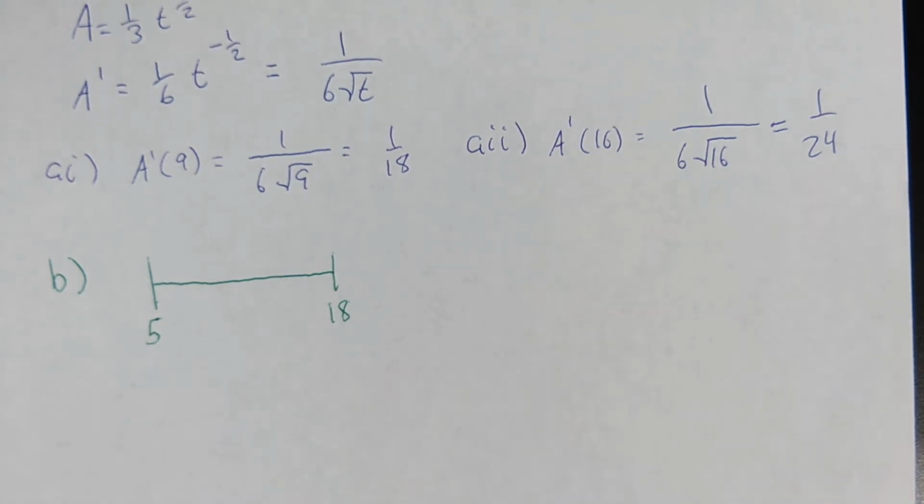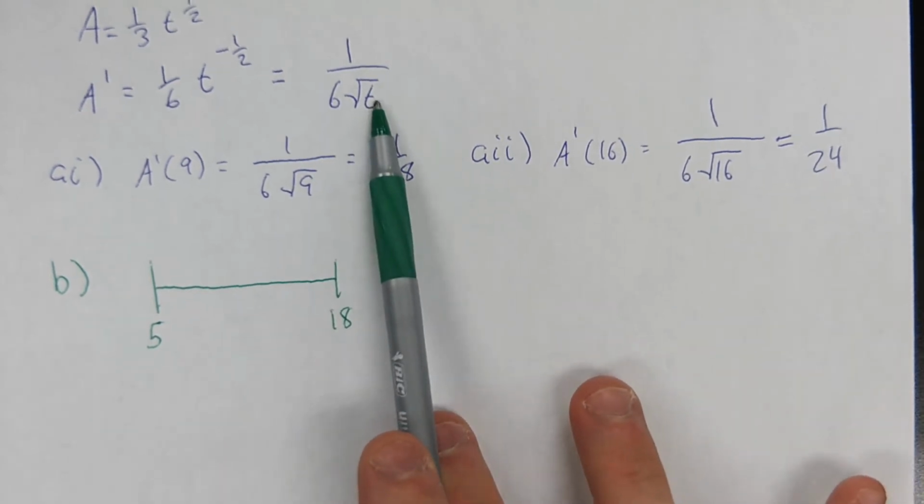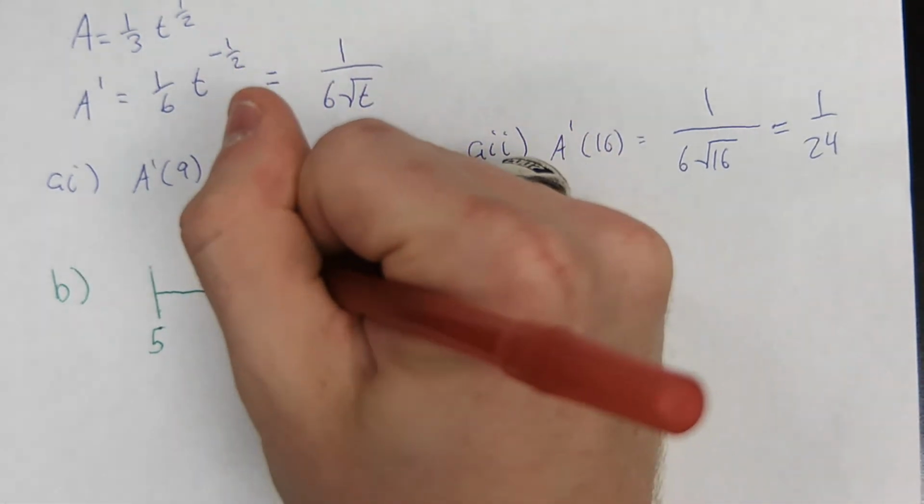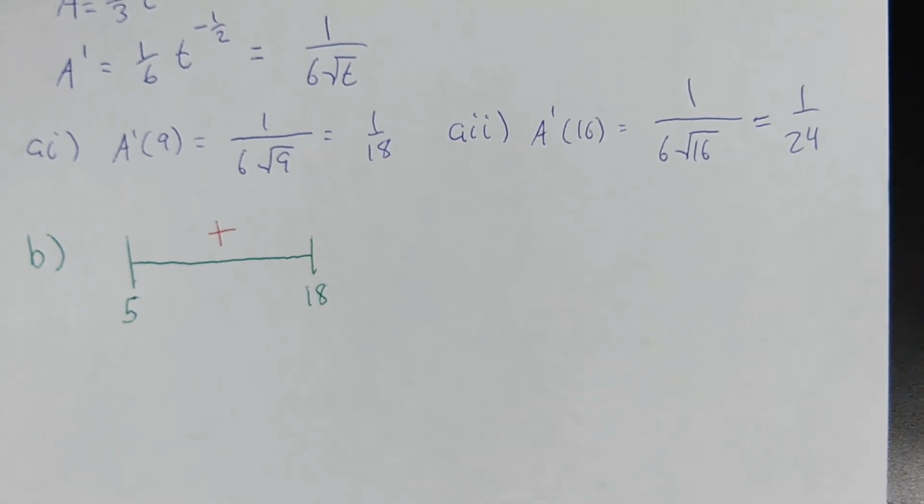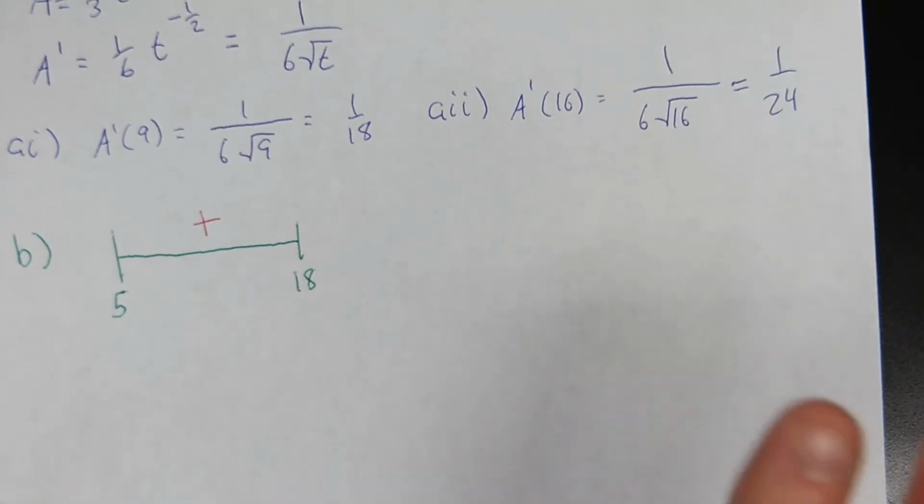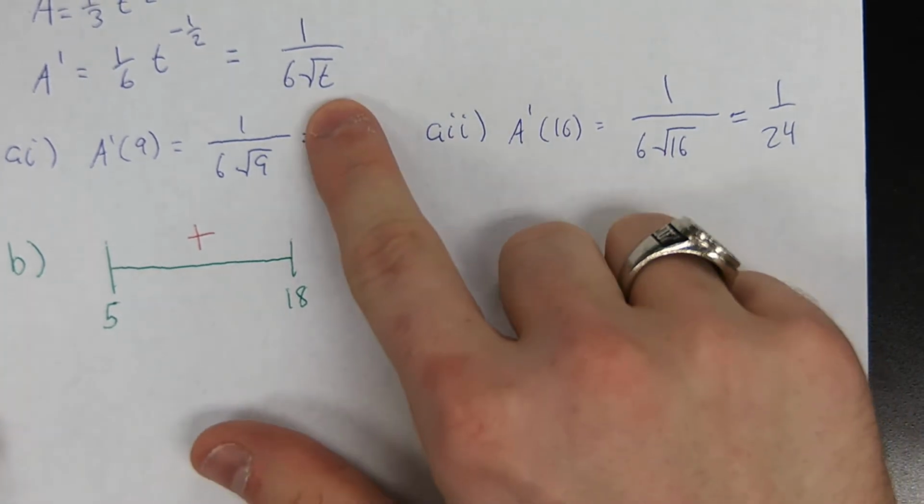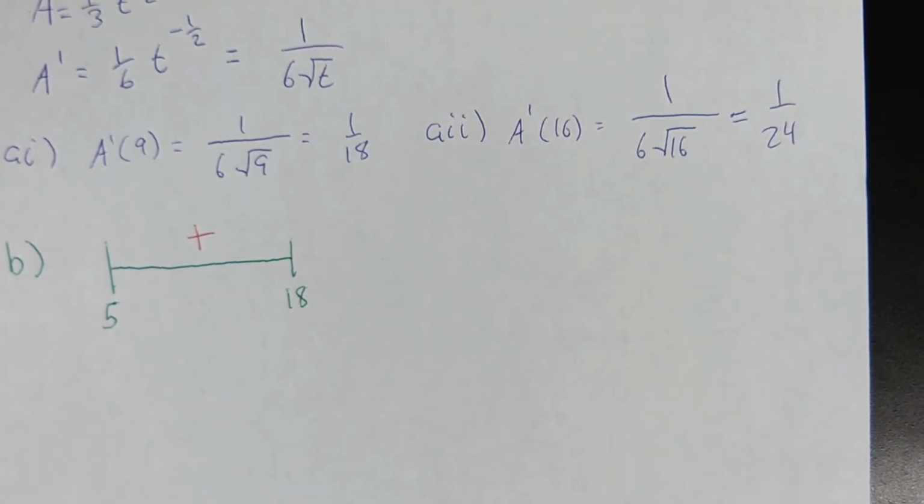So legitimately, you could just test any value you want between 5 and 18 and plug it in and show that it's positive. Look, you just did 2 of them. Or you could say that since the square root of t is always positive, 1/(6 root t) is always positive. So it really doesn't matter how you want to say that. The sign diagram proves it. I mean, you just found 2 values on it. There are no critical values. And like I said, square root of t is always going to be a positive value. So there you go. So what does it mean that the derivative is always positive?